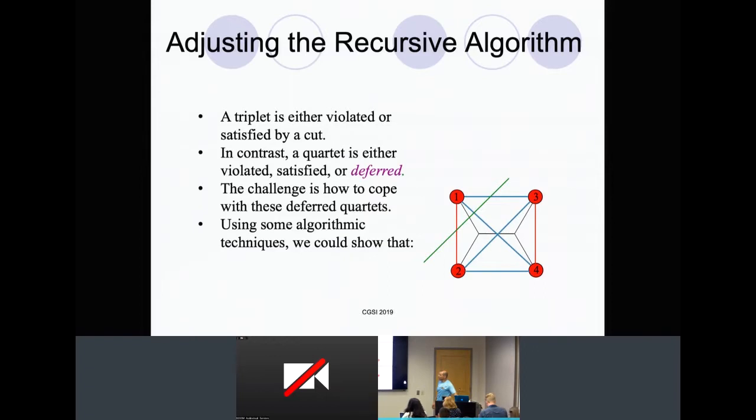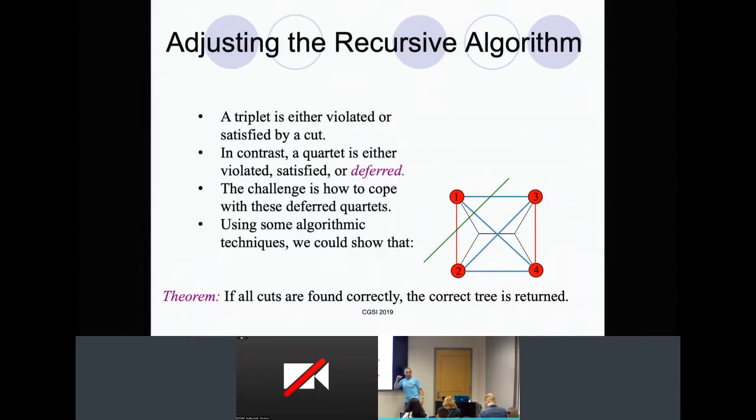And using some algorithmic techniques, we could show that if all cuts are found correctly in the quartet graph, the correct tree is returned. Okay, so it is quite heavy to explain all these things here, but it's some adaptation of the AO algorithm with respect to quartets.